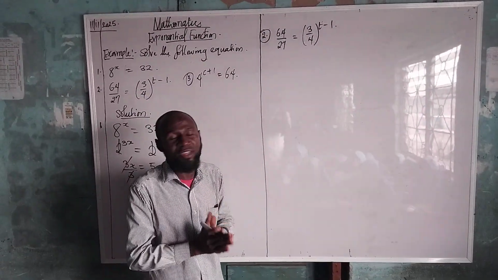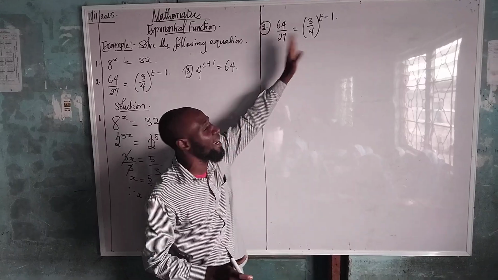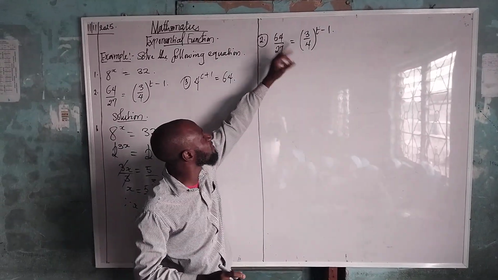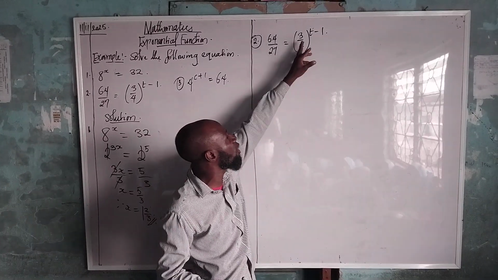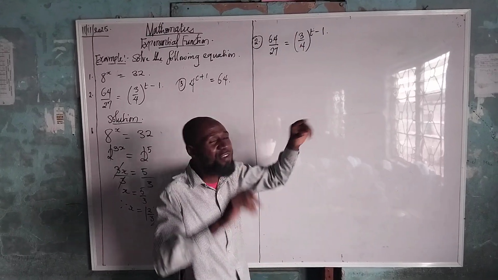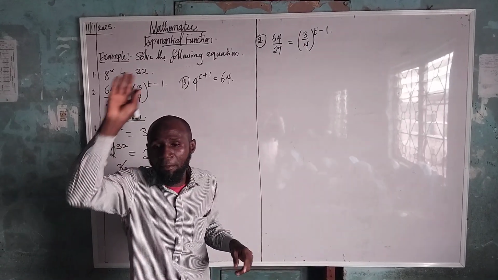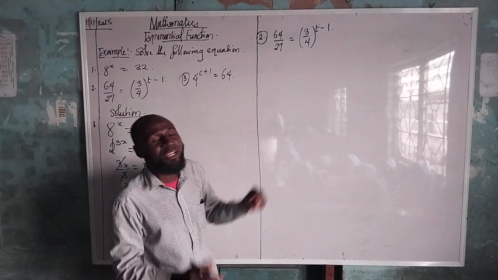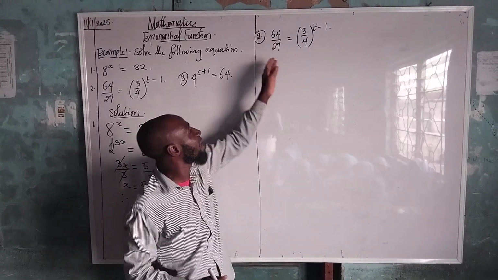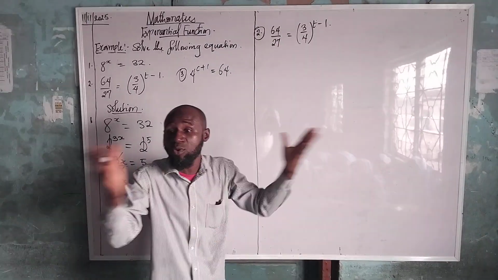But if you look at what we are having there, the left hand side and the right hand side are not even looking anyway alike. So we have 64 over 27 equals 3 over 4, all in the bracket of what? All in the bracket of 3 over 4 raised to the power of T minus 1. When you have that, the only thing you want to do is make this one look like this one, then carve out its own index, then from there we can move ahead.